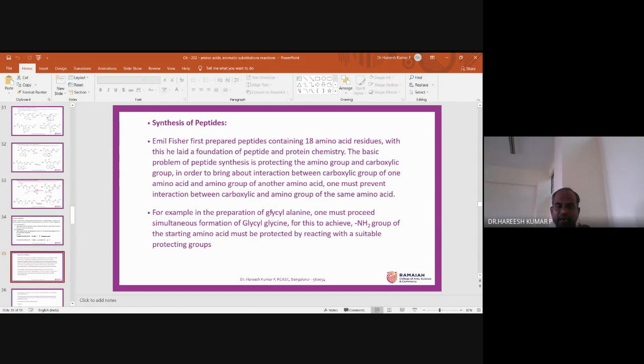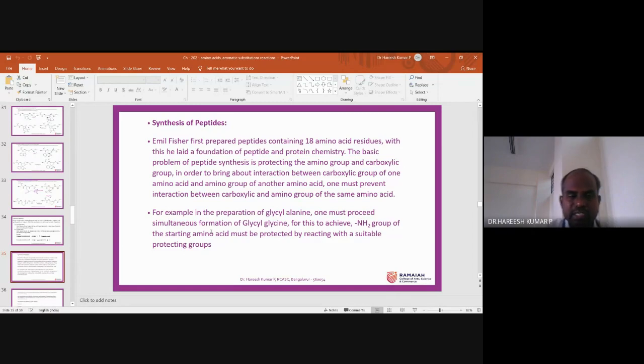Similarly, the amino group of the glycine can react with the carboxylic group of the same glycine, and then it leads to the formation of a compound called glycyl glycine. So one should avoid the simultaneous formation of unwanted glycyl glycine and the amino acid alanine products. To overcome this problem, the NH2 group of the starting amino acid must be protected by reacting it with a suitable protecting group.